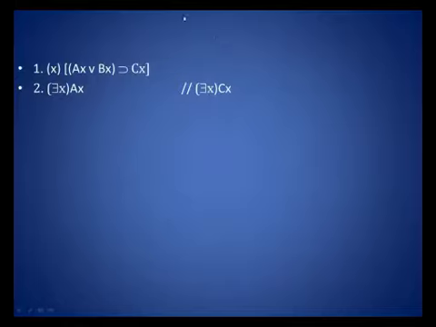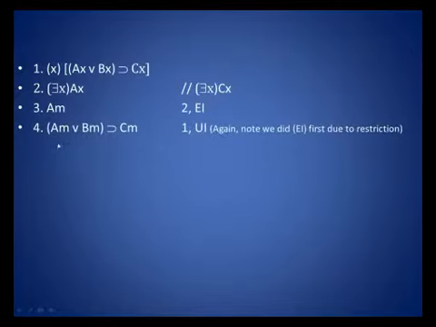Now you might guess that we ought to use EI first, because we know that if we use a constant, it's got to be a new constant. And that's exactly what we'll do. So we remove this quantifier and replace the variable with a constant, line 2 EI, and we did this first, again, because of our restriction. Notice on line 4 we're going to UI line 1, and we're going to use the same constant that we used in line 3.